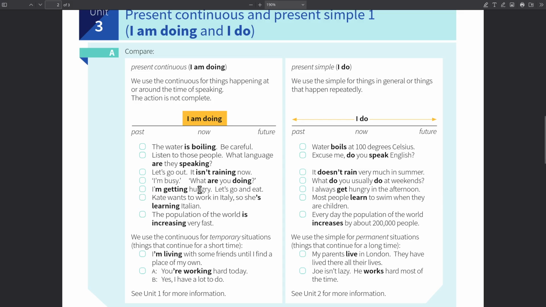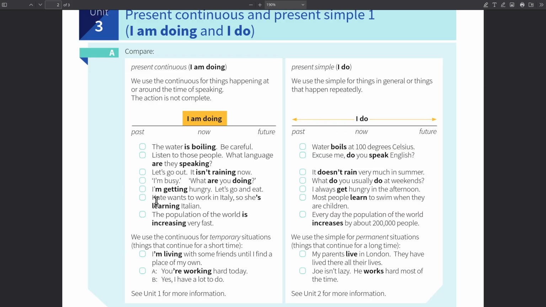Another example. I'm busy. What are you doing? Right? What are you doing? We're asking a question, right? What are you doing right now, in this moment, in the present. I'm getting hungry. Let's go and eat. I'm getting hungry. Let's go and eat, right? So right now we are getting that feeling, right? We are getting hungry. So it's not like an activity, but it's something that's happening right now to ourselves. We are getting hungry, right?